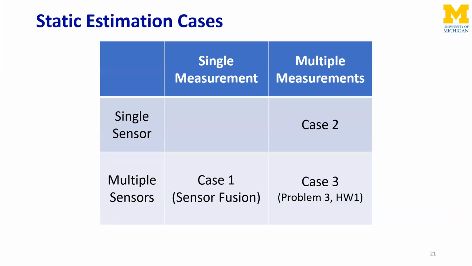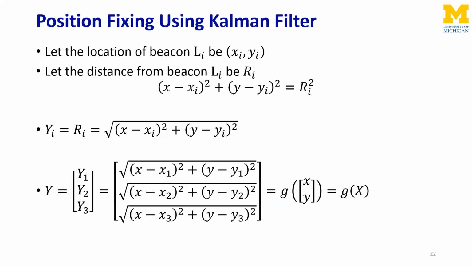Okay, so now we are going to do something more useful. I'm going to consider problem 3 from homework 1, position fixing, I think we called it. So let's look at it. We want to do position fixing using a Kalman filter. I'm going to try to use the same notation as Professor Bernstein's notation. This is a notational mess, but you will see. I'll try my best to keep things as clear as possible. So we start with this problem.